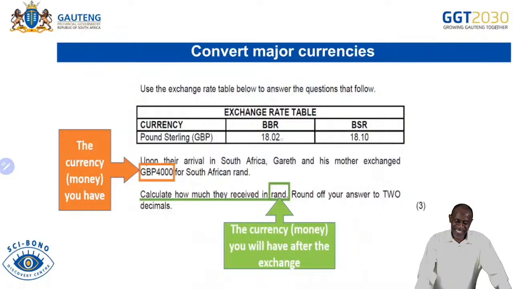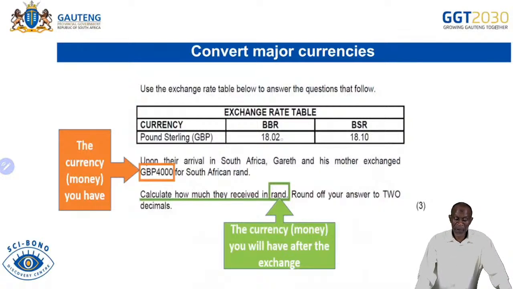So here, Gareth and his mother have just returned from an international trip, and in particular they were somewhere in England, and they bring back home 4,000 British pounds. This is the currency that they have at hand, and for goods and services in South Africa, they may not use this money because they are in a different country. They have to use local currency.